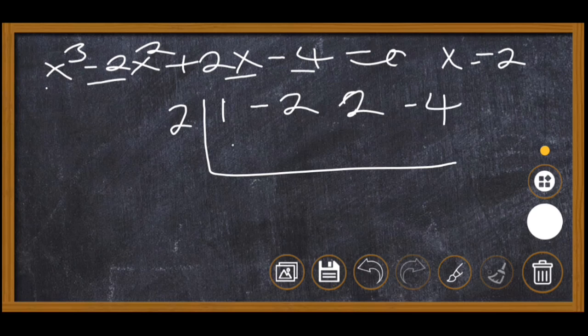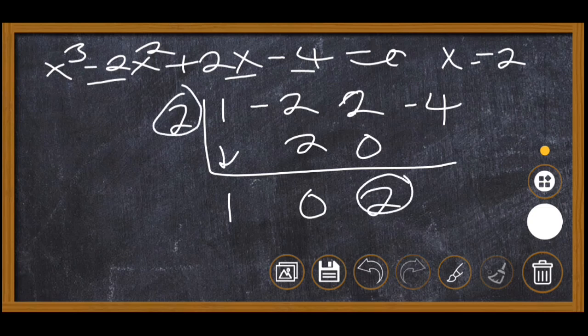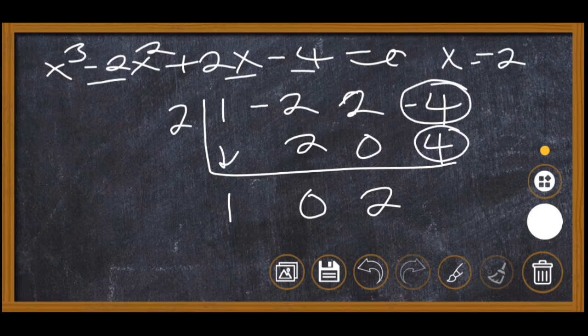So let's drop this one as done before. We are going to have 1. Then this one multiplied by 2 is positive 2. Then negative 2 added to positive 2 is 0. Then 0 multiplied by 2, we are going to have 0. Then 2 added to 0 is 2. And then this 2 multiplied by 2 gives 4. Then this 4 added to negative 4, we are going to have 0.